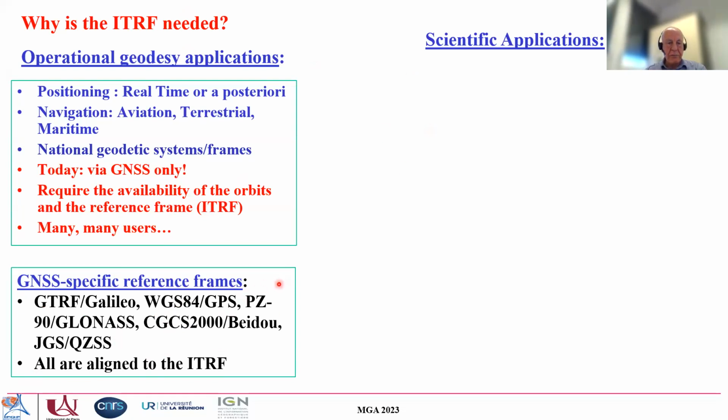Within the International Committee on GNSS, the ICG, we heard from the GNSS providers that their GNSS-specific reference frames are aligned to the IHRF. This is the case of the GTRF for Galileo, WGS84 for GPS, PZ90 for GLONASS, the Chinese Geodetic Coordinate System 2000 for Beidou, and the Japanese Geodetic System for QZSS. And these are normally all aligned to the IHRF in order to ensure interoperability of these GNSS systems.